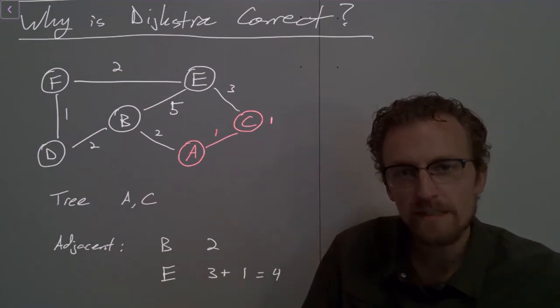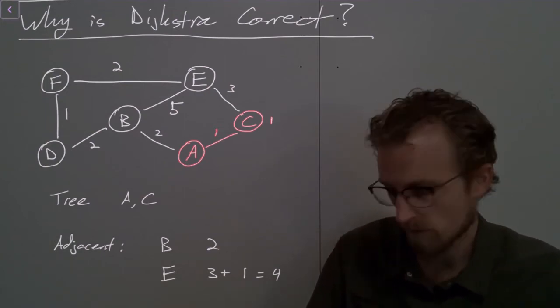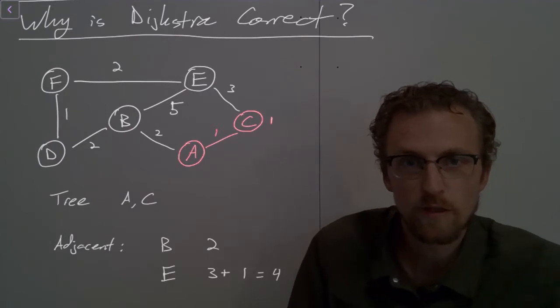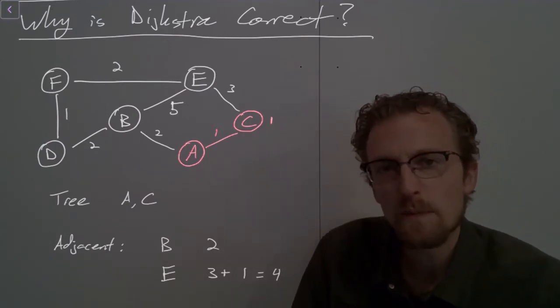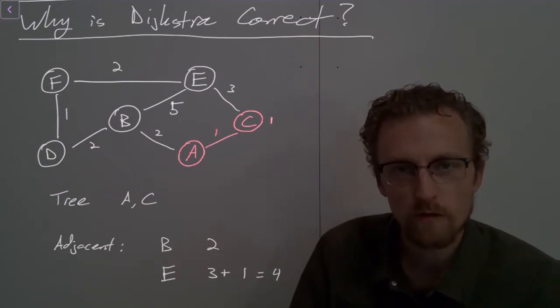So we've got some implementation details to cover with Dijkstra's algorithm. We'll start thinking about data structures and things that can be used to optimize this. But first, we need to spend a little bit of time thinking about why Dijkstra is correct.